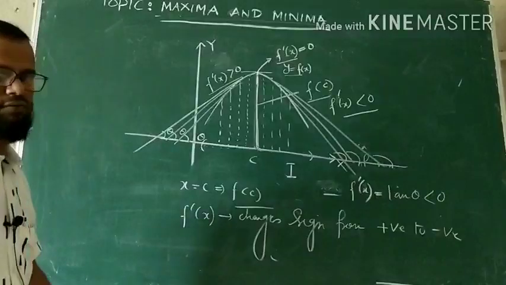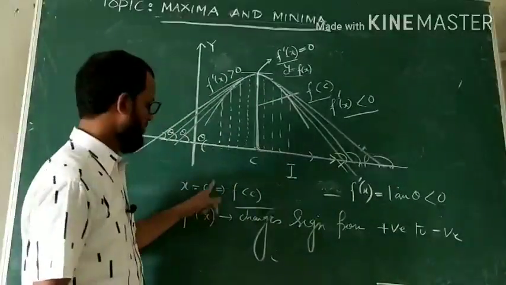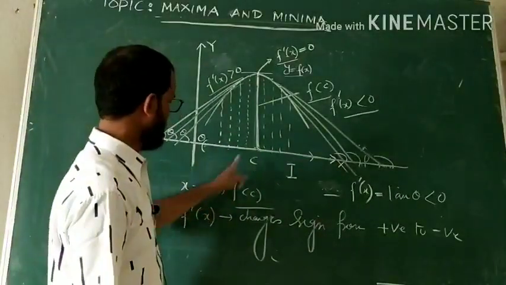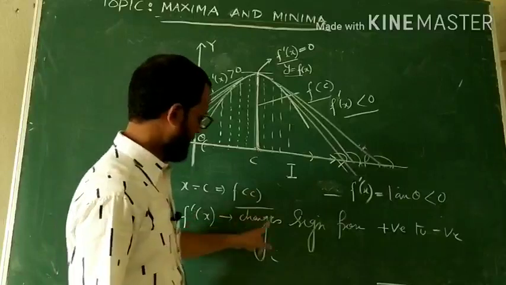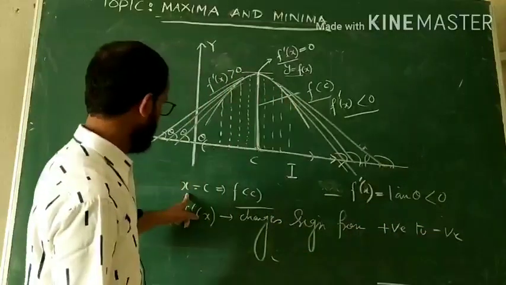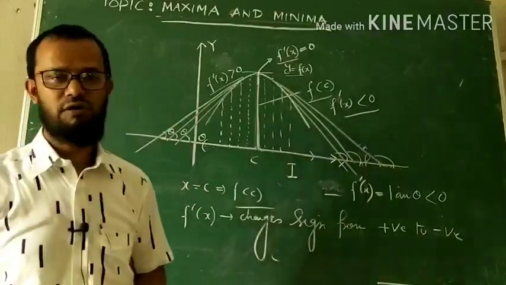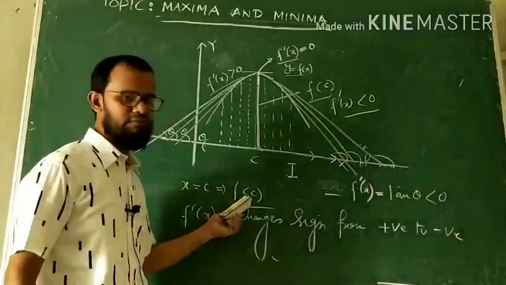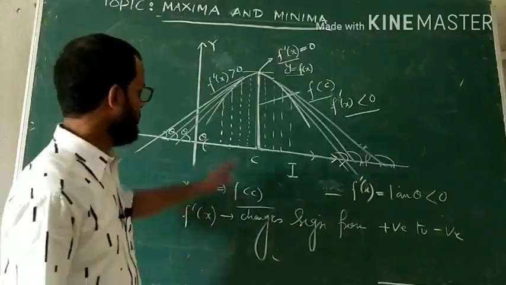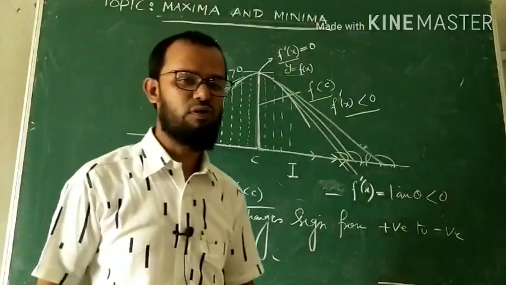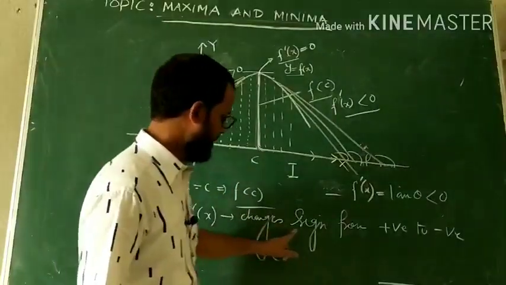So we can conclude, using calculus, that if f dash x changes sign from positive to negative when x crosses C from left to right, then this point C is called the point of maximum, and the maximum value is f c. This is the basic idea for knowing whether a maximum value exists at a point or not. A maximum value exists at that particular point if this condition is satisfied.